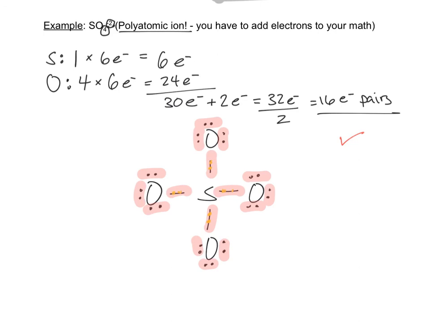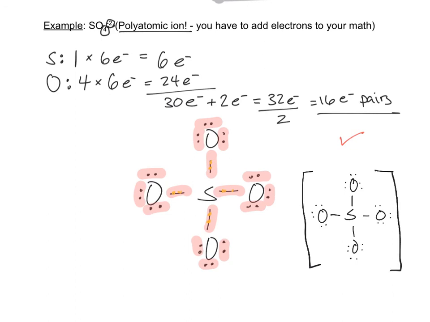But because it's a polyatomic ion, we have to do one tiny little extra step. And I'm going to redraw this really quickly so that you can see it. We've got sulfur with the 4 oxygens and 6 electrons, or 3 pairs, around each oxygen. So without all the highlighting, that would be the Lewis structure. When it's a polyatomic ion with a charge like that, the last step you have to do is put it in brackets like this, and then put that charge on the outside. So this one is going to be the polyatomic ion SO4 with a -2 charge.